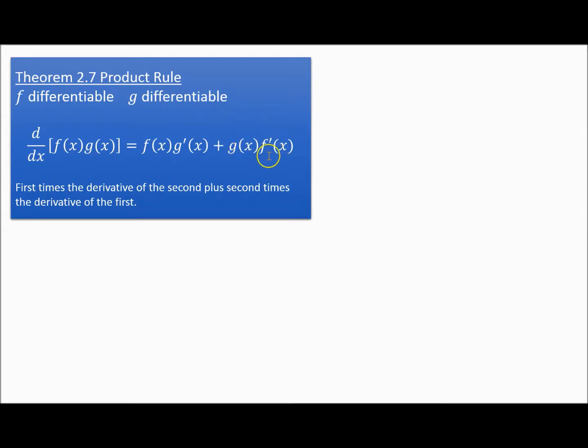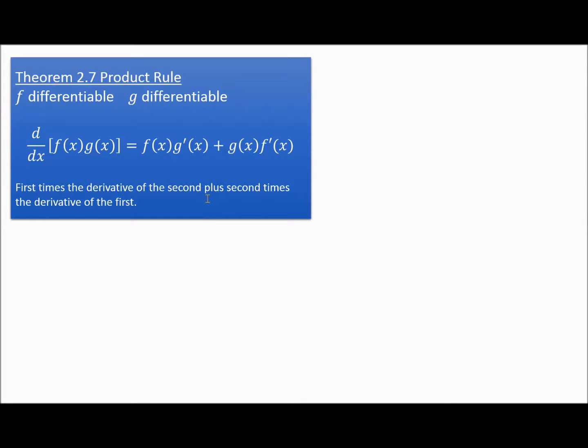Now here's what doesn't matter. The order you write this down in honestly doesn't matter. What you're doing is you're holding one constant to its original function times the derivative of the other, and then adding, then hold the next one constant times the derivative of the other. So first times the derivative of the second, plus the second times the derivative of the first is the way I say this all the time.